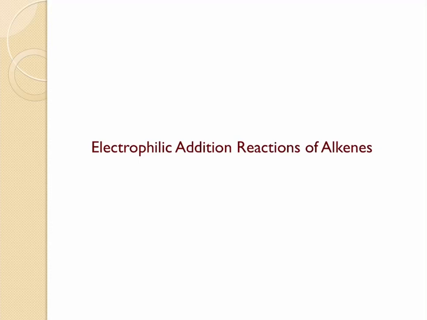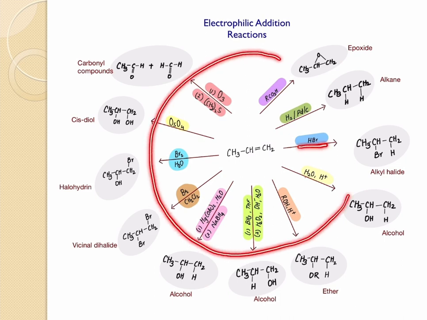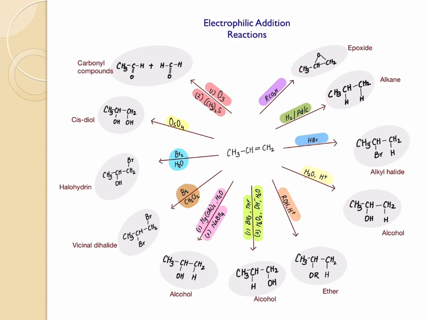Electrophilic addition reactions of alkenes. In this chapter, we'll talk about all the electrophilic addition reactions of alkenes. Here is a picture of all the reactions that we'll be covering in this chapter. We will begin with the hydrohalogenation, and then we will go all the way around the circle to complete all the reactions in the circle.